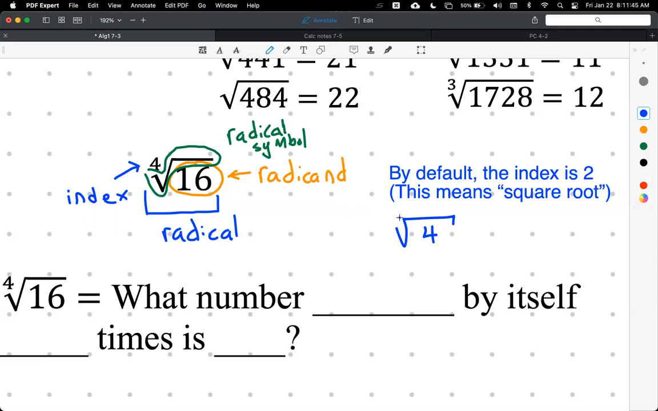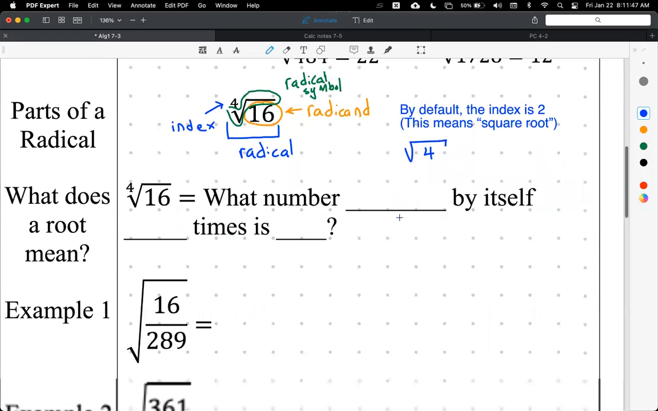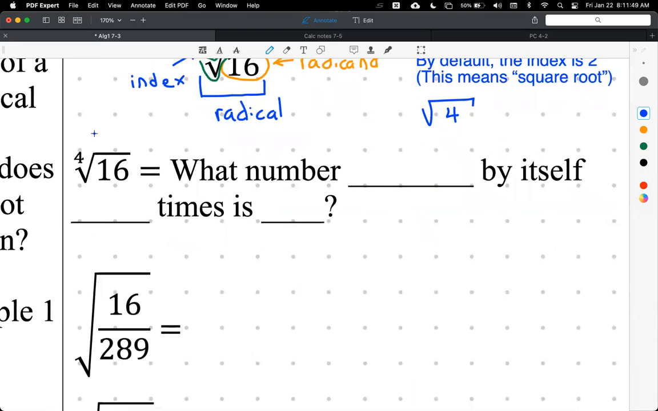Yes, exactly. So let's actually try to figure out what this is even asking. When I wrote the 4th root of 16, by the way, that's how you pronounce it. 4th root of 16. If there was a 5 here instead of a 4, I'd say the 5th root of 16, or the 6th root of 16, or the 7th root of 16. This question is asking what number multiplied by itself 4 times is 16.